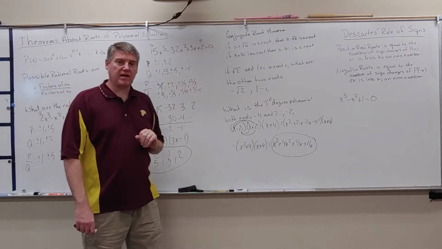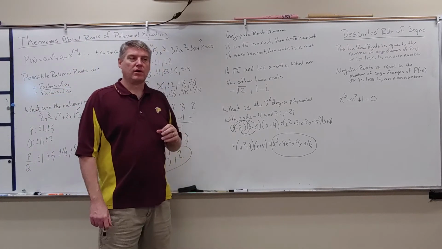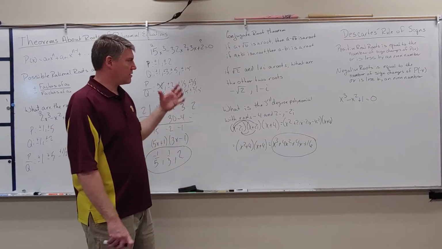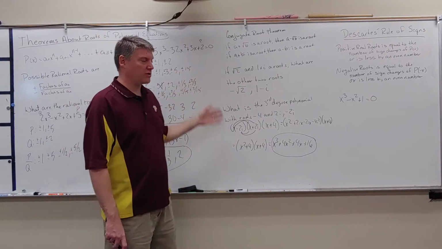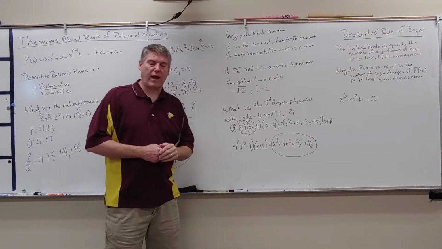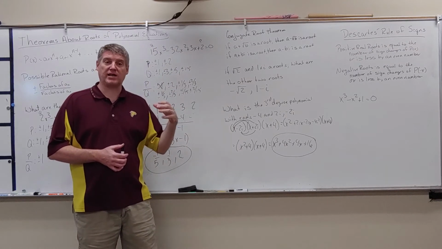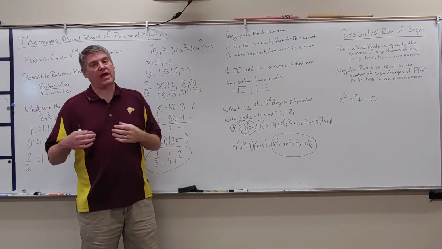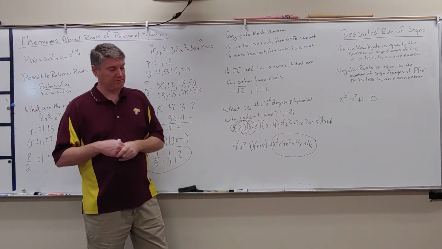The last thing we're going to talk about is how to look at this and determine how many possible rational zeros we have. How many possible positive rational zeros and negative rational zeros we might have. Okay?